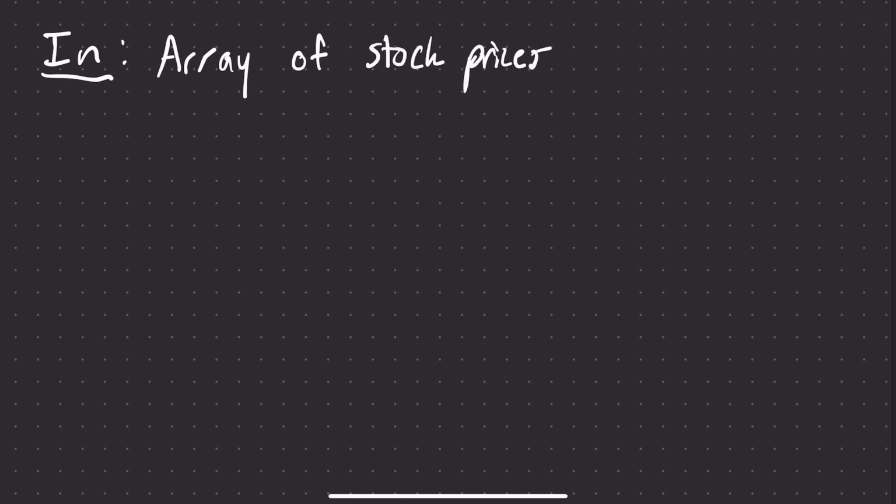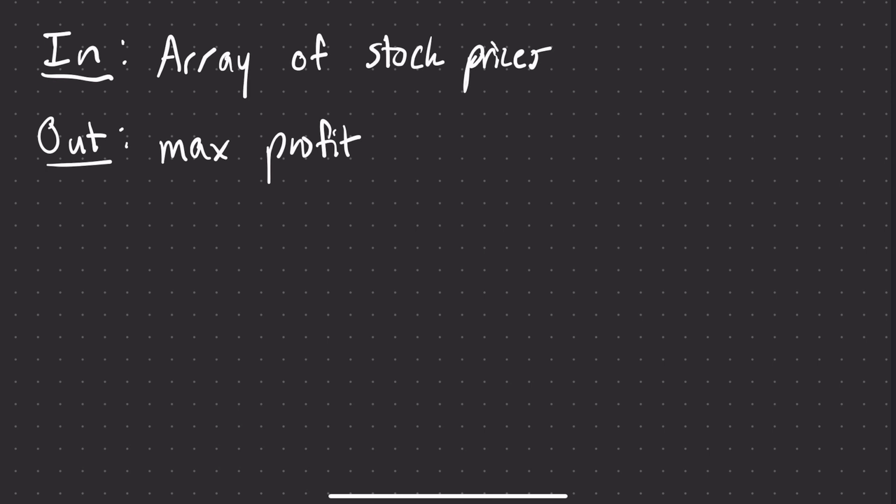So we get an input array, and this array is basically a list of stock prices. And we also want our output to basically be the maximum profit that we can get.